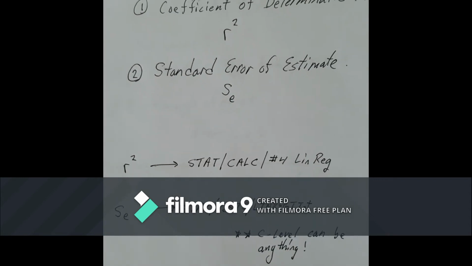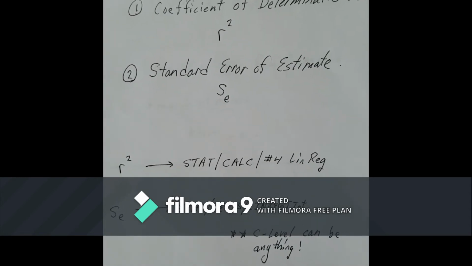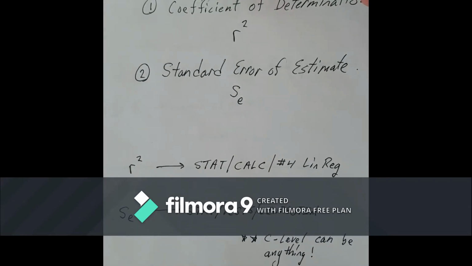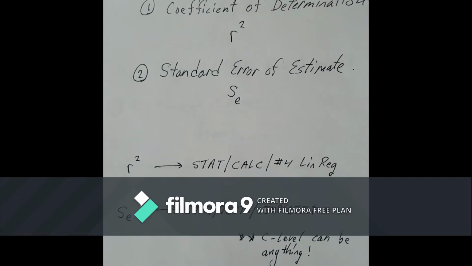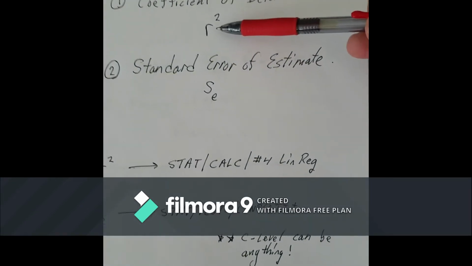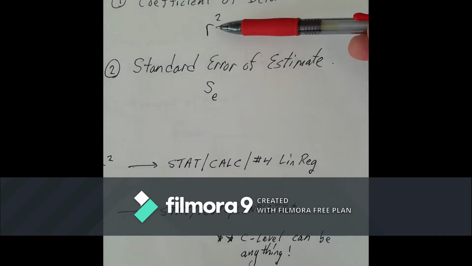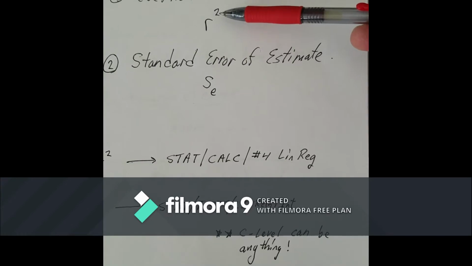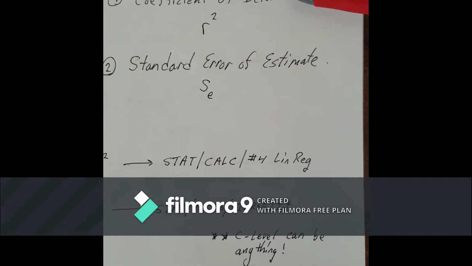Okay, section 9.3. There's three things you're going to do. You're going to be finding two measures of variation. One is the coefficient of determination, which is just r squared. Okay, so you guys have found the correlation coefficient, r. If they just give you r, just square it. You get the coefficient of determination.